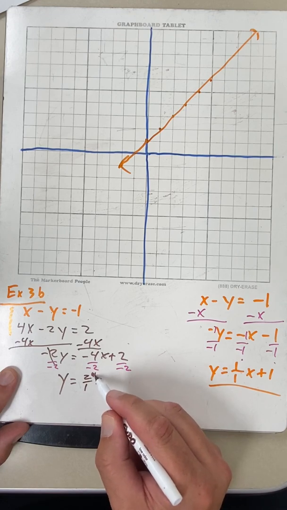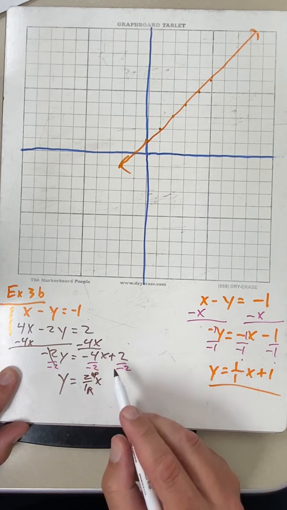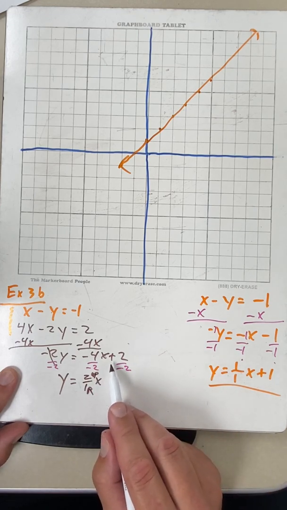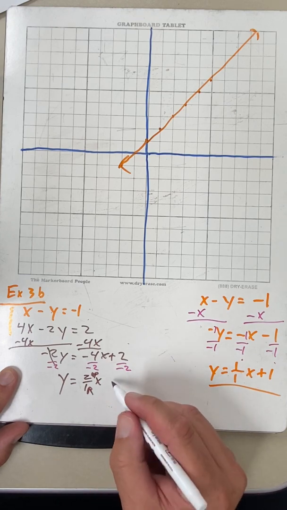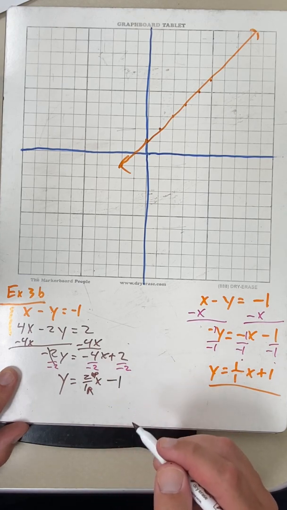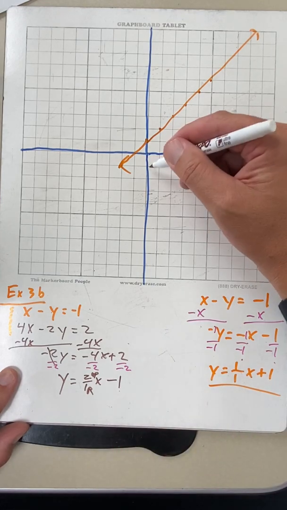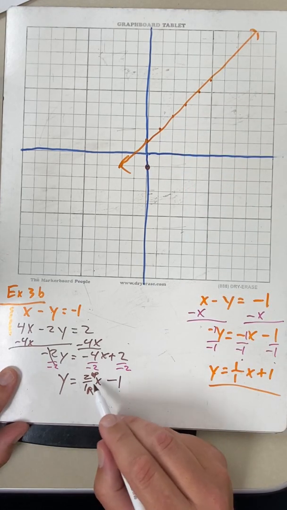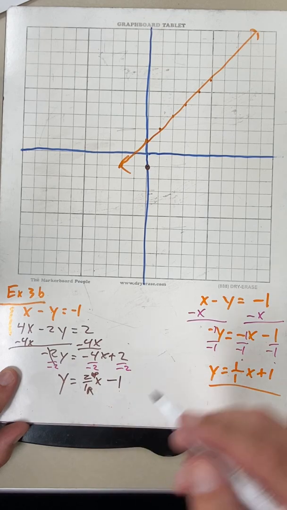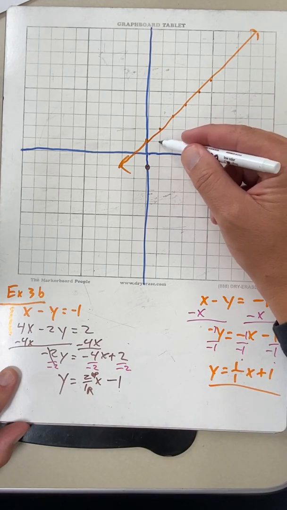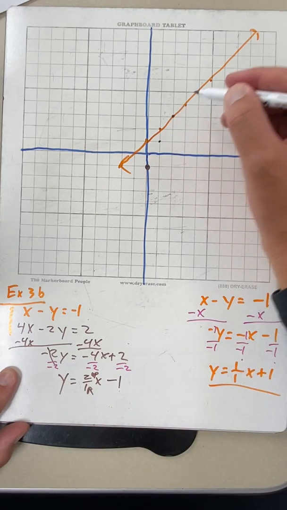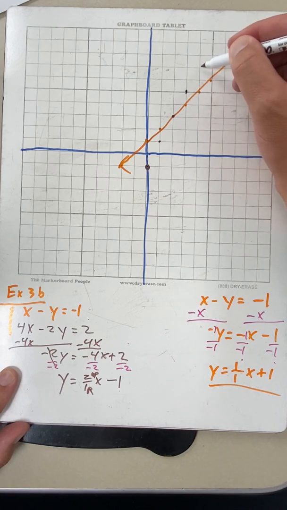So this will be up, and this will be right. Now here's where people are going to make a mistake. We're going to go +2 divided by -2 is a -1. So that is my y-intercept. So we're starting at -1. And now we're going up 2, right 1. So up 2, right 1, up 2, right 1, up 2, right 1.